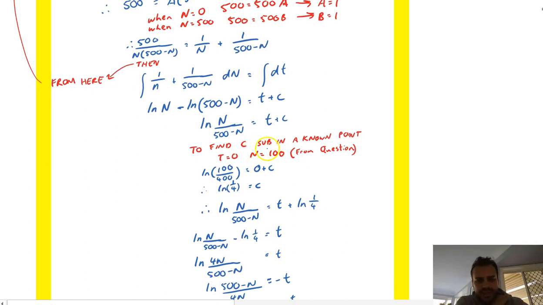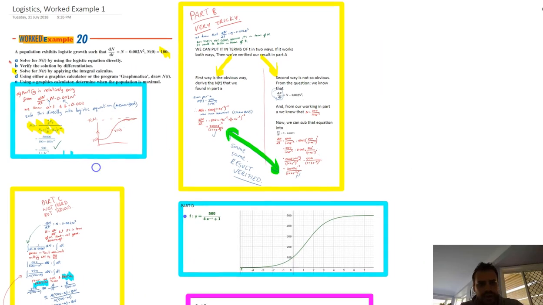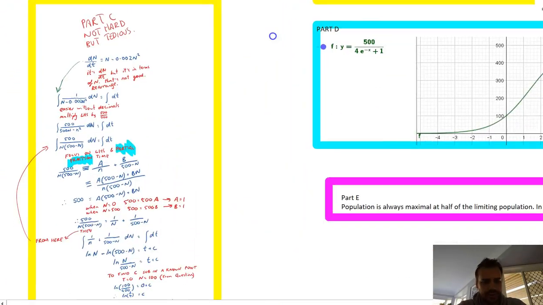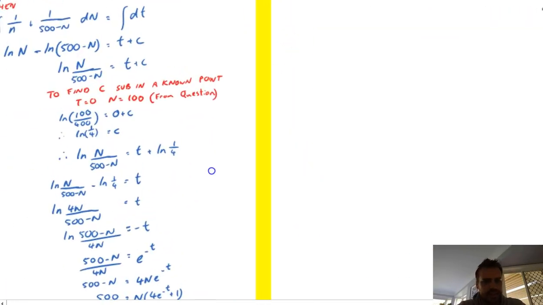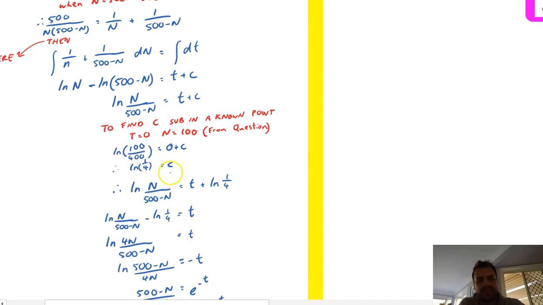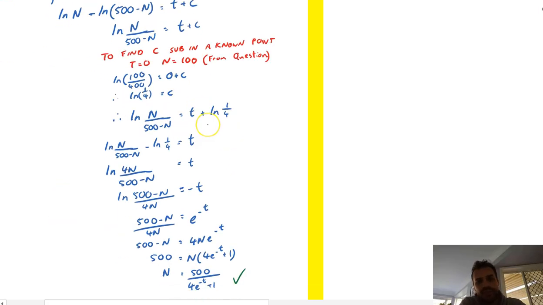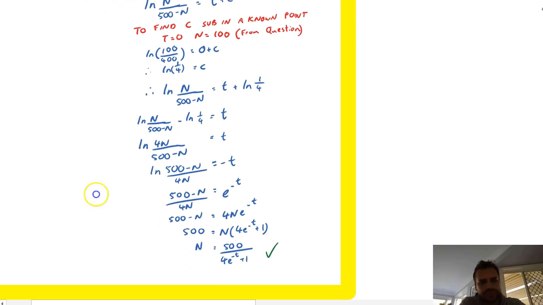But we need to know what C is, but we do have a known point. We know that when time was equal to 0, n was equal to 100. You can find that just in the question up here somewhere. All right, so subbing in that point, we find out that C is equal to the natural log of 1 on 4. So here's our new function, ln(n on 500 minus n) equals t plus ln(1 on 4). And then you've got to know your log laws here, minus ln(1 on 4).